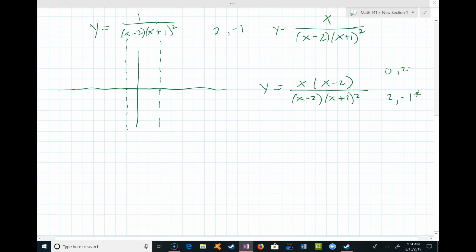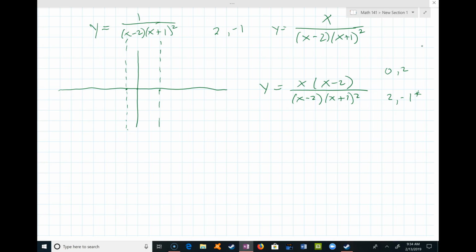Okay, so what I said earlier was, if it makes the top 0 and doesn't make the bottom 0, then it's an x-intercept. If it makes the bottom 0 and doesn't make the top 0, then it's a vertical asymptote. So what happens if it makes the top 0 and the bottom 0? That's the case we have here with the 2's. 2 is a 0 at the top and a 0 at the bottom. So in that case, we have what is called a hole.